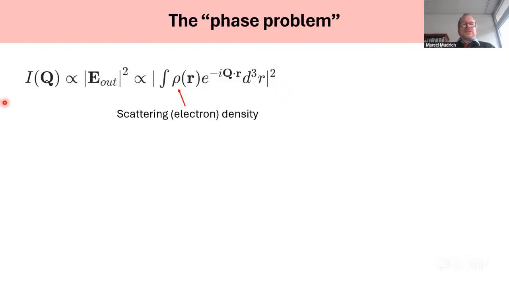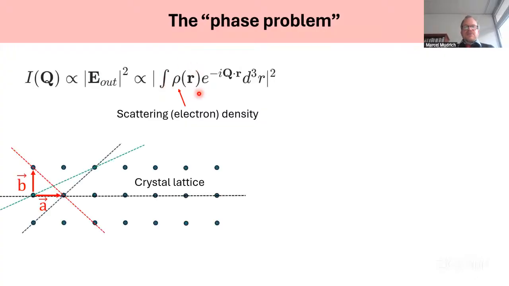What we detect as an intensity distribution is the modulus square of the Fourier transform of the real space distribution of electrons in the sample. Now, if we apply this theory to what we have looked at before, just a crystal lattice, where the rho here is distributed in the shape of localized scattering centers that are arranged in this periodic way because it's a crystal.